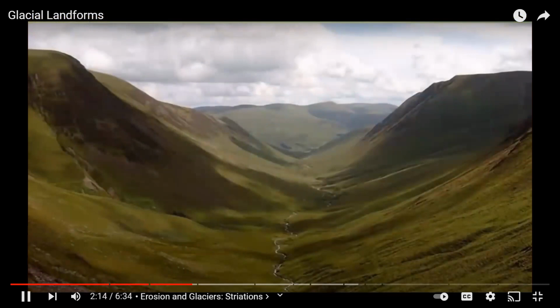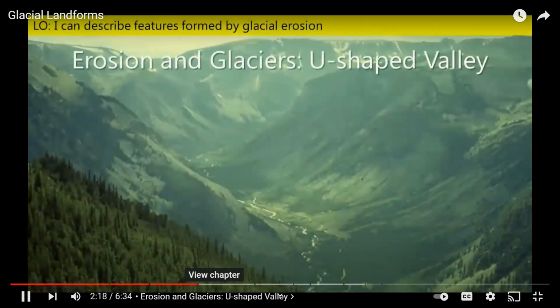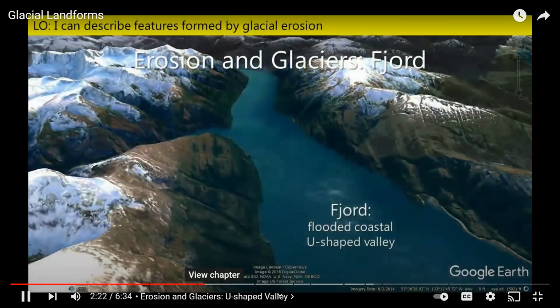Much like this example from Scotland, and this U-shaped valley from the Beartooth Mountains in Montana. If rising sea levels were to flood one of these things, we would have to call it a fjord.